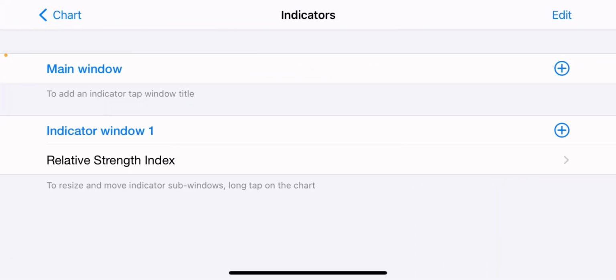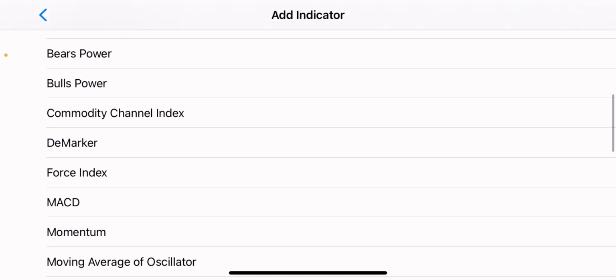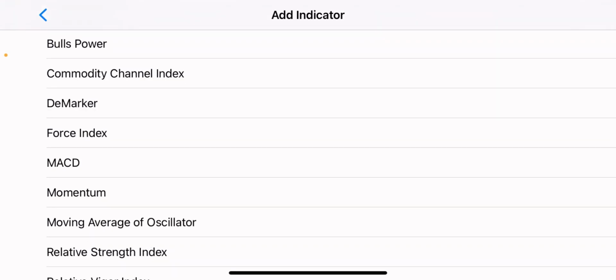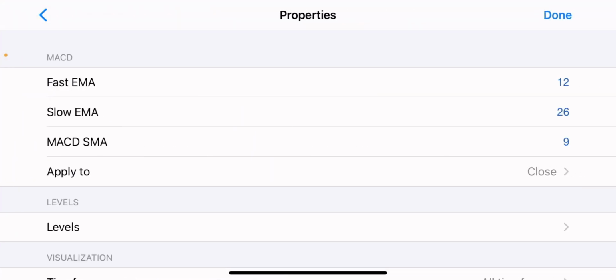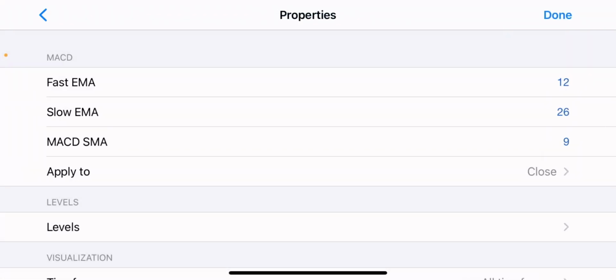All right, now the MACD indicator, I want you to listen carefully, guys. On the MACD indicator, what you're going to do is to put it on indicator window 1. Indicator window 1, you look for the MACD on MT5. Then you put it on the fast EMA, you put it on 12, slow EMA 26, MACD SMA on 9. Then you apply to close.